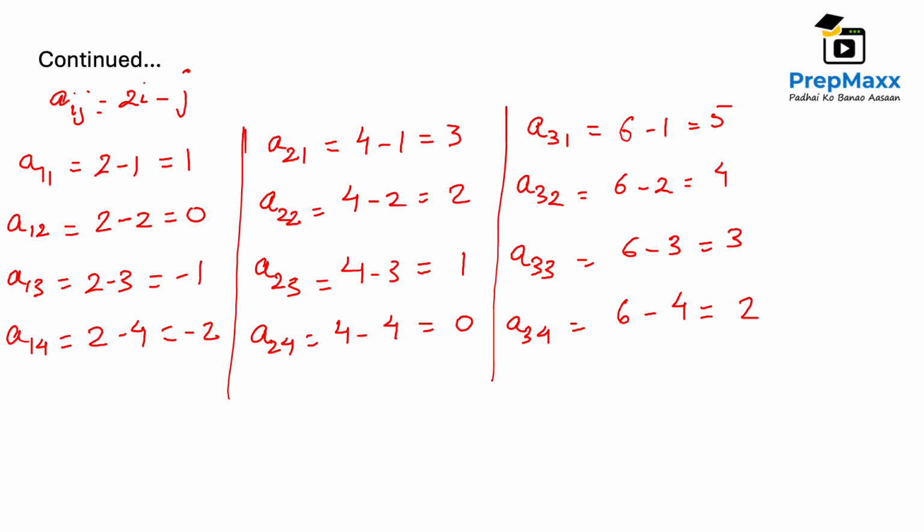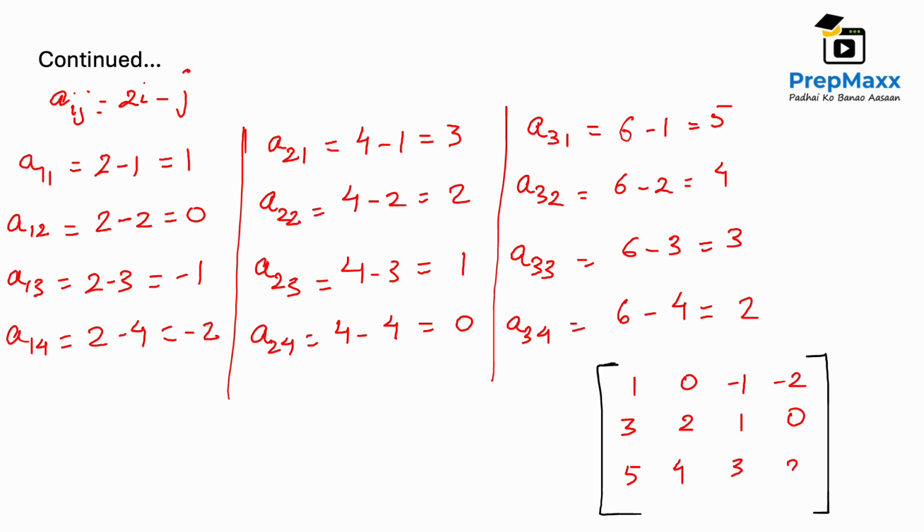So these are the elements, and now let's write down the final matrix. So the elements are going to be 1, 0, negative 1 and negative 2. Then 3, 2, 1 and 0. And then 5, 4, 3 and 2. So these are going to be the elements, and this is our 3 by 4 matrix. That's it. That is the solution for question number 5.